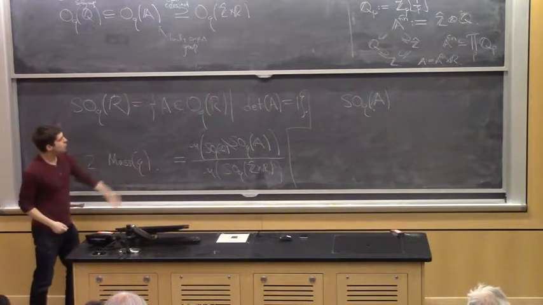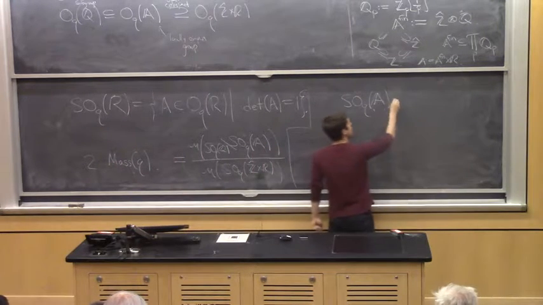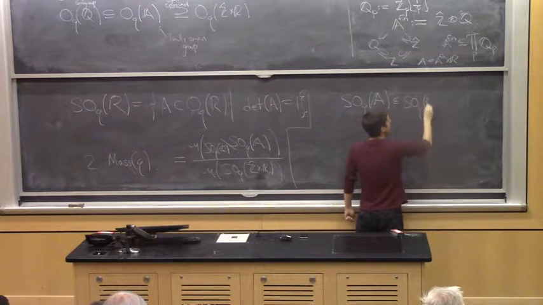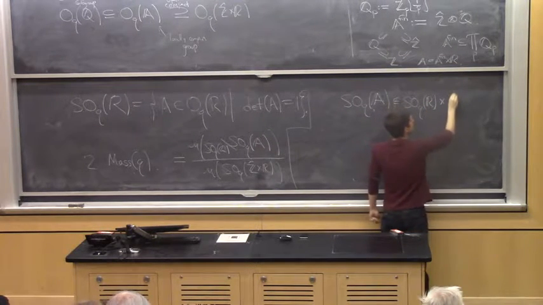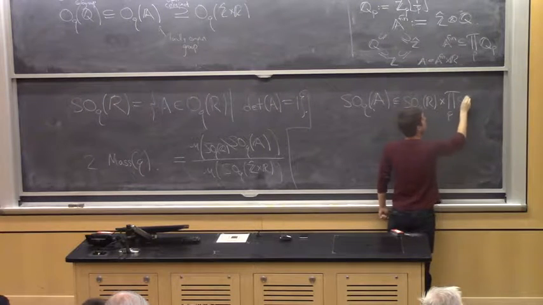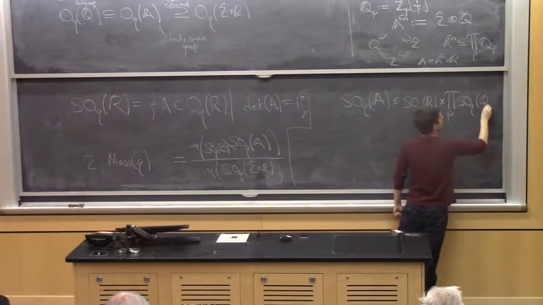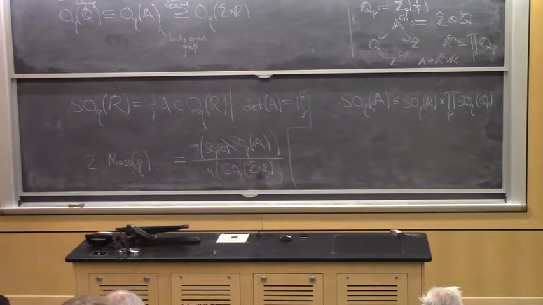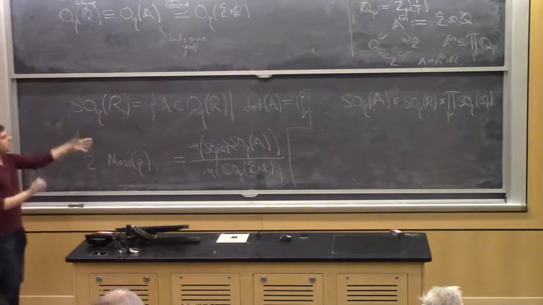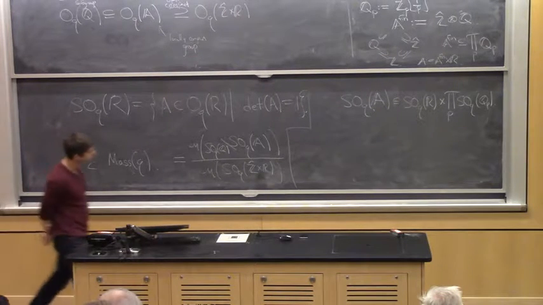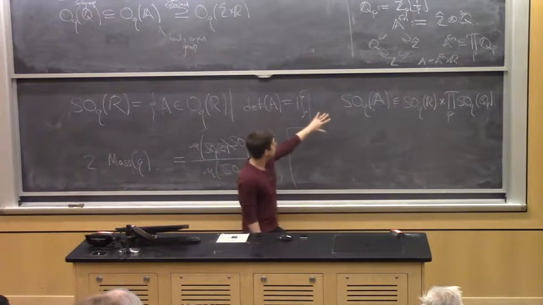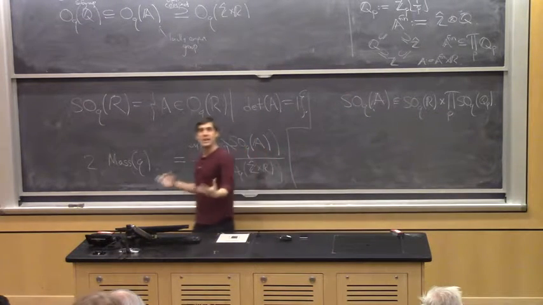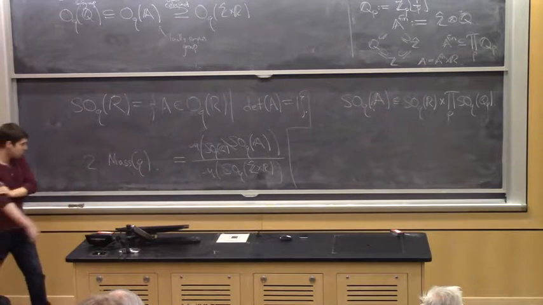So let's look at SOQ of the Adeles. And how can you think about this group? Well, it sits inside SOQ of the real numbers cross the product over all prime numbers p of SOQ of the p-adic rational numbers. It sits inside, again, as what's called the restricted product, where you're only allowed to have denominators in finitely many places. So if you wanted to put a measure on SOQ of the Adeles, you might start by trying to put a measure on each of the factors appearing in that product decomposition.